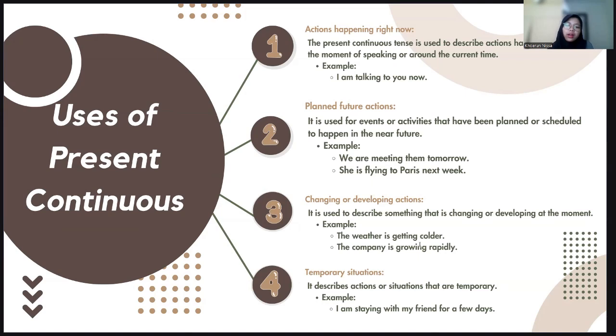Number four, or the last one, is temporary situation. That means present continuous describes action or situation that is temporary. For example, I am staying with my friend for a few days.